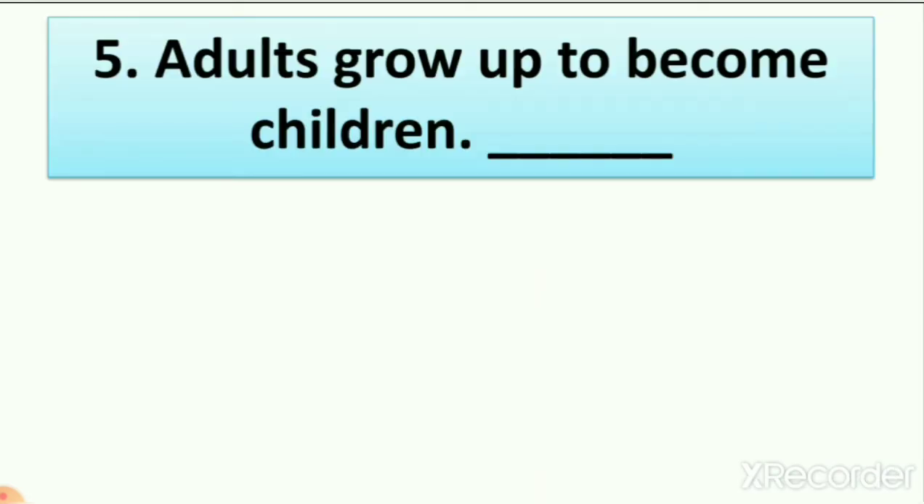So here what do we write? "Adults grow up to become children" is a wrong statement. And what is the right statement? Children grow up to become adults, right? We learn that our mother, father and grandparents are adults. Why? Because they are already grown up, right? And we all are growing up people. So like that you understand what adults are and what children are.